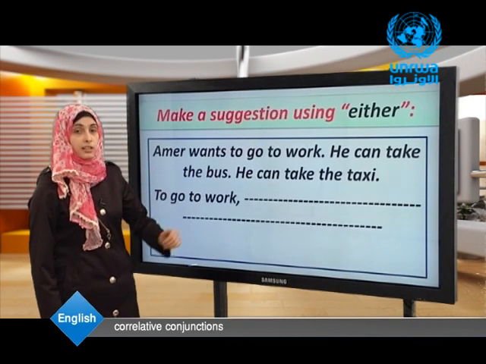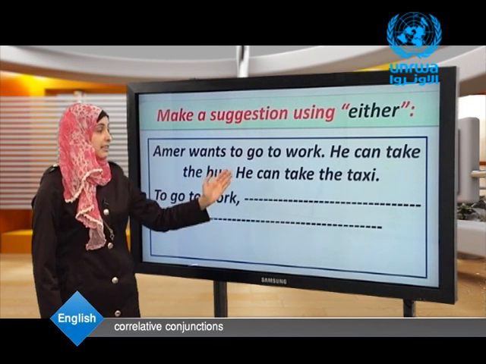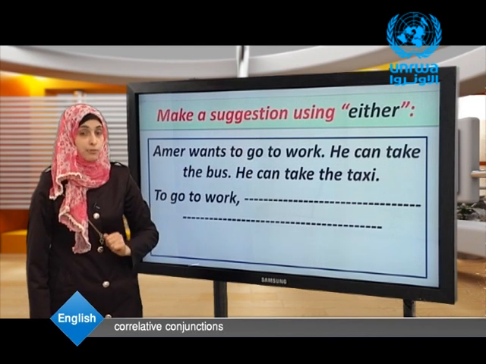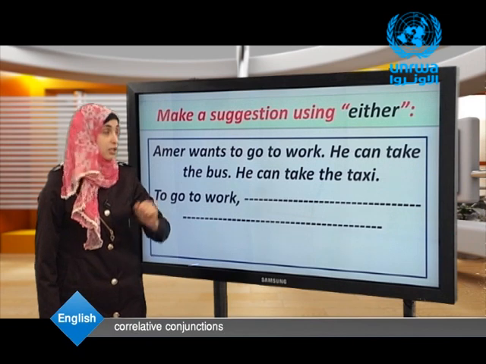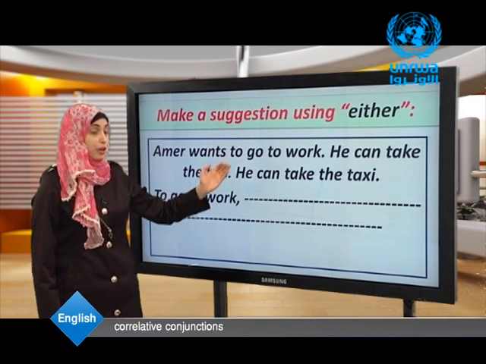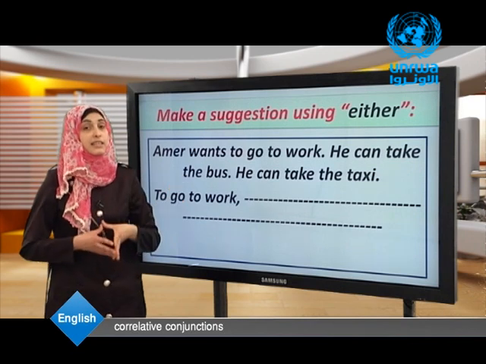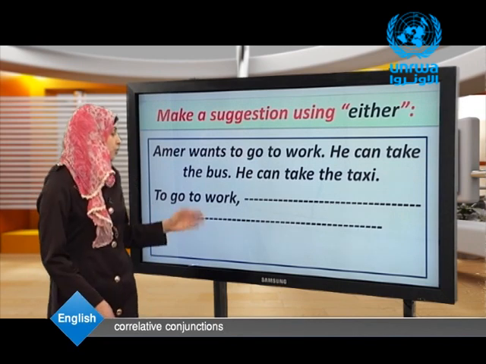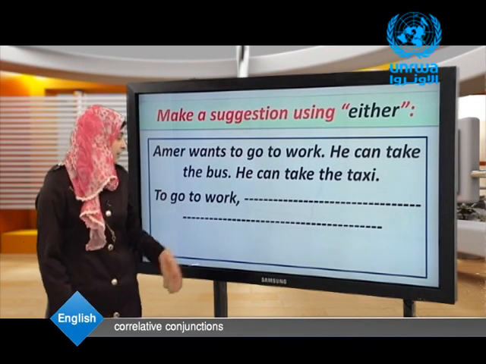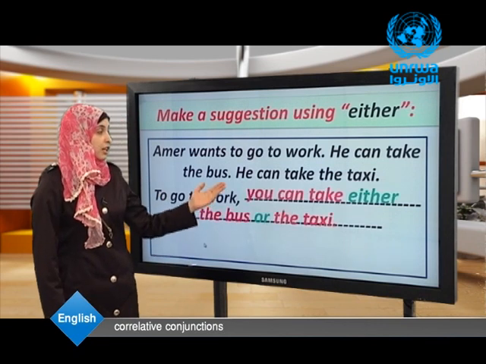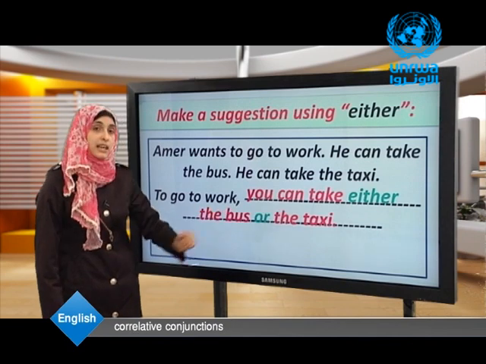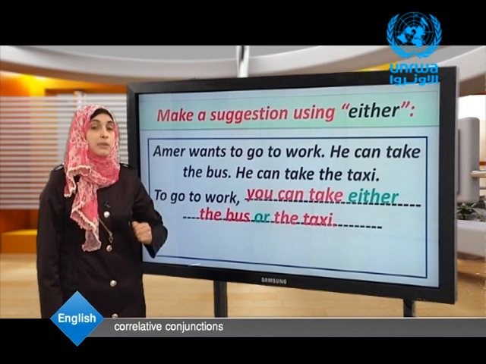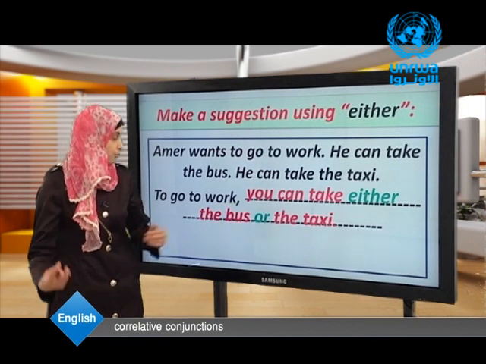Amir wants to go to work. He can take the bus, he can take the taxi. Make a suggestion using either. You have to make a suggestion for Amir using either. Again, the situation is Amir wants to go to work. He can take the bus, he can take the taxi, but he cannot take both of them at once. Make a suggestion starting with to go to work. Can you give me a suggestion? Excellent. To go to work, you can take either the bus or the taxi. Amir must choose one of the two, the bus or the taxi.